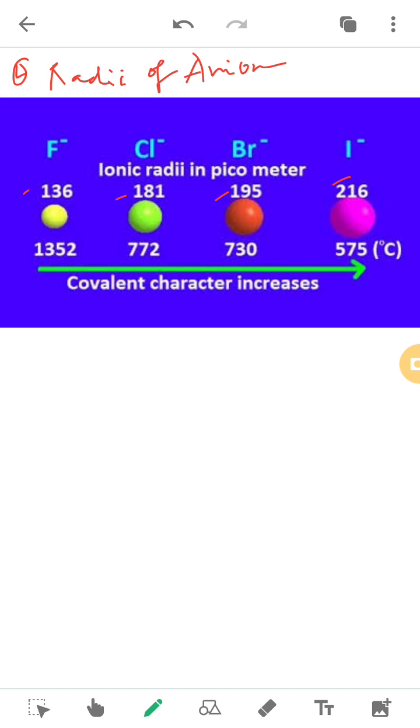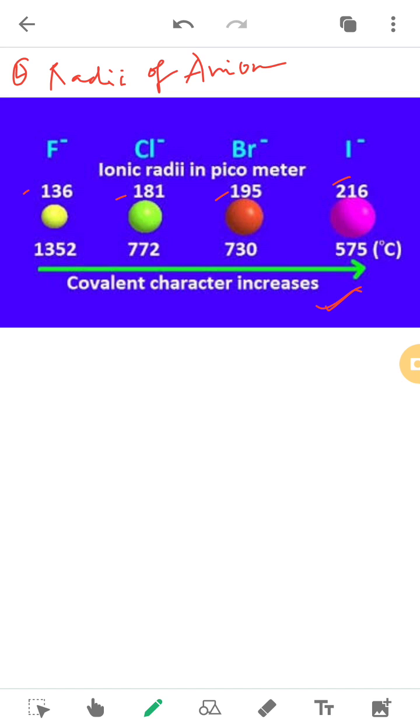Now what happens when the size of the anion is more? Then the outermost shell electrons of the anion are held much less tightly towards its nucleus, because they are going far away from the nucleus. The outermost electron is going far away, so in that case its hold will also be less. Now when its hold is less, the cation can quickly deform it and polarization happens. So phi value is more, covalent character is more. This is what is happening. So in this case, the covalent character is increasing.